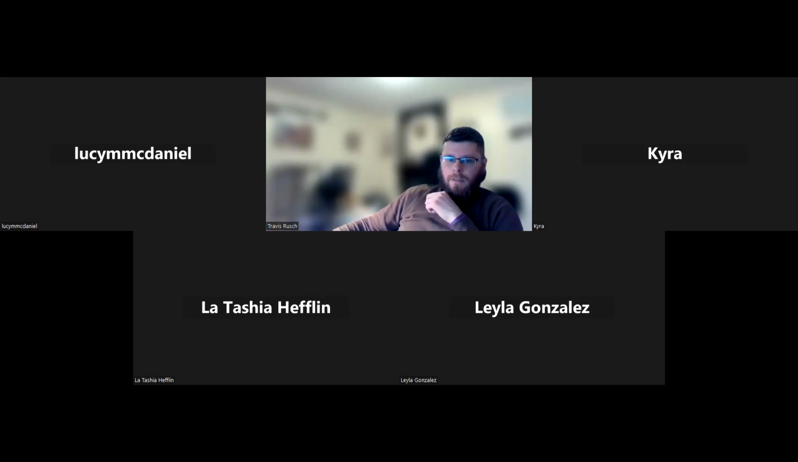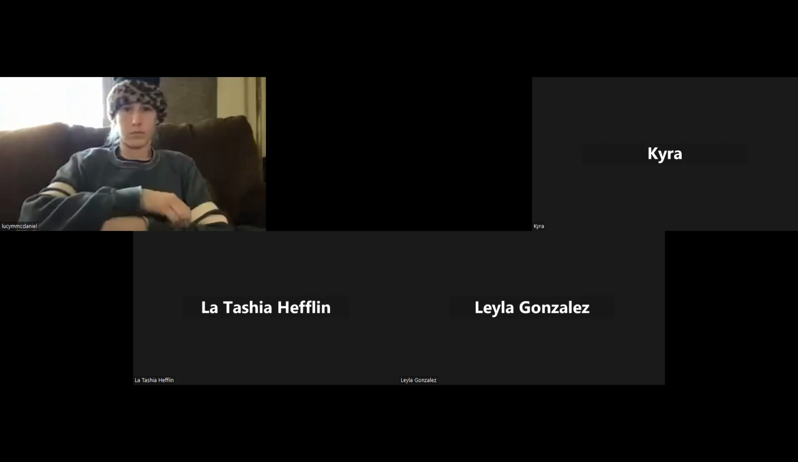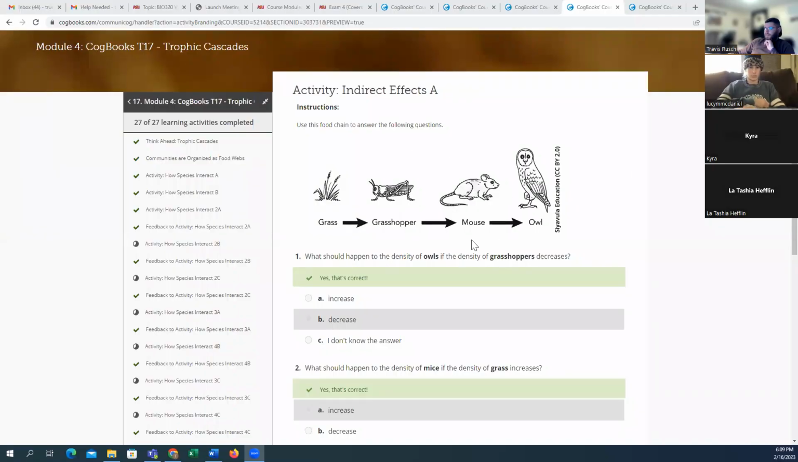And then the way Cogbooks showed that through the activities was through these types of diagrams, right? There's always going to be an animal in between for the indirect effect. It asks, what happens to the density of owls if the density of grasshoppers decreases? So it's skipping that direct interaction with the mouse by leapfrogging back two steps to the grasshopper. So we can see the answer is decrease, but why? Why does the owl population decrease if we also have a decrease in the grasshopper population?